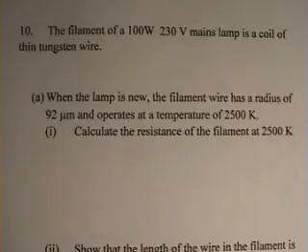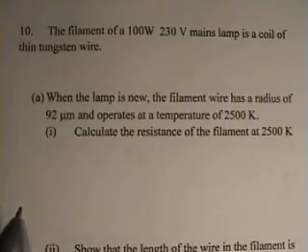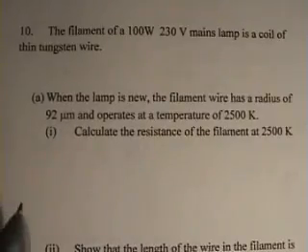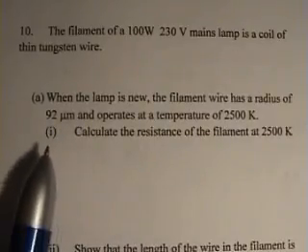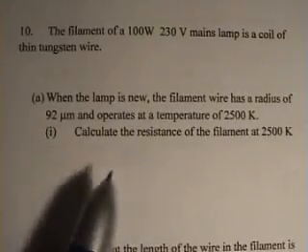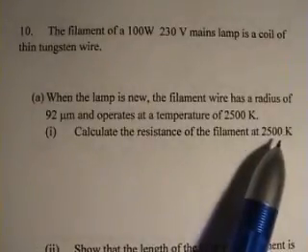For question 10, again I've changed the numbers, but the method will be the same as the one that you need to use. So it tells us about the filament. It tells us what the power and the voltage for the lamp are. It tells us the radius of the filament and the temperature it operates at. And it asks us to find the resistance of the filament when it's operating at its normal temperature.